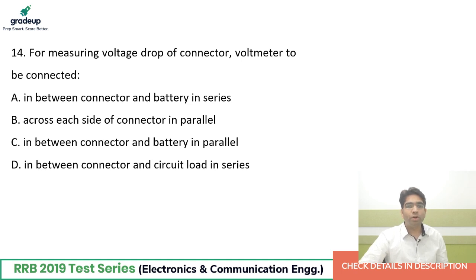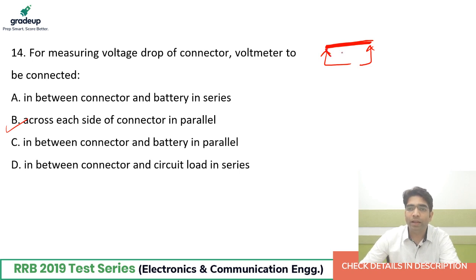For measuring voltage drop of connector, voltmeter is connected across each side of the connector in parallel. If you have to measure connector loss, you have to place the voltmeter here. How will you measure the voltage drop across connector? You need to apply the voltmeter across the connector. Yes.